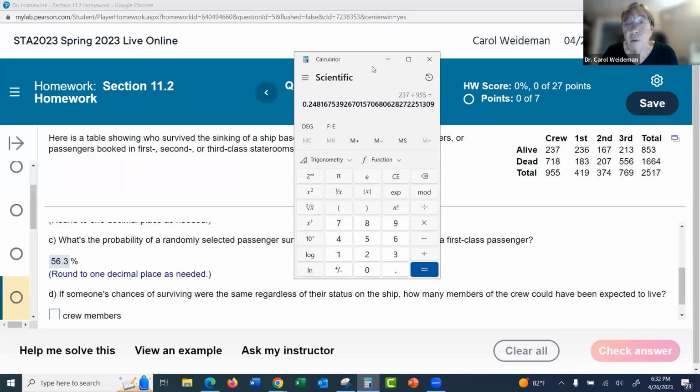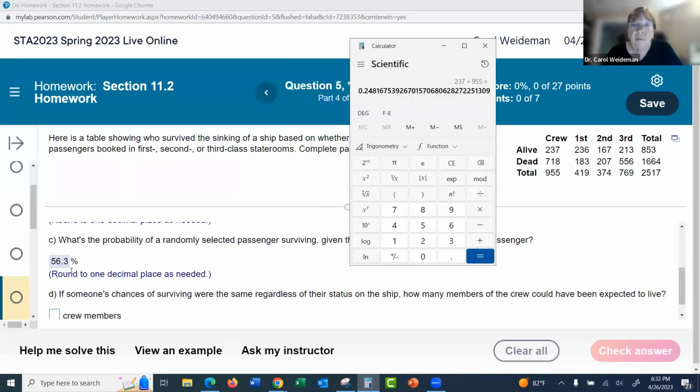So compare that to what we just calculated for the first class, which was 56.3. Do you think there's a relationship between these variables? Who's more likely to survive on the ship? Who was more likely to survive from the numbers I just showed you? Anybody? Would you rather be a crew member or would you rather be in first class?